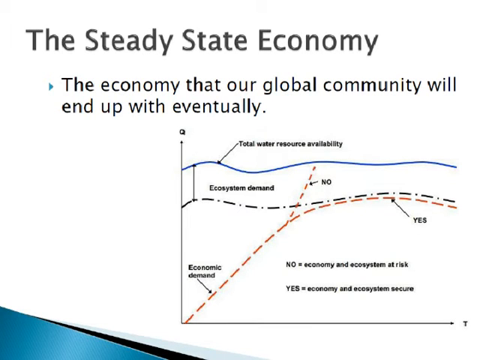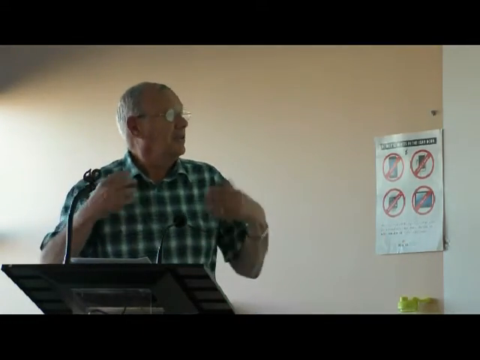Now, it seems just a matter of pure logic that ultimately we will have a steady state economy. The question is, do we plan for it? We're not planning for it at the moment by any means, or do we allow the whole processes that we've got going at the moment just to keep on going and just see what happens?